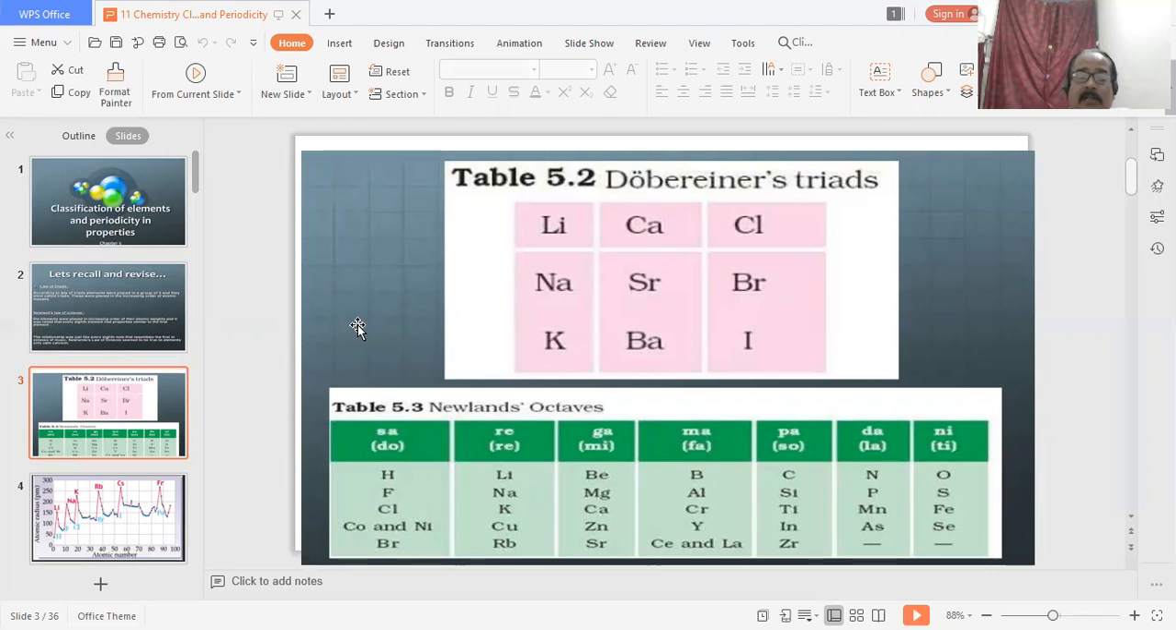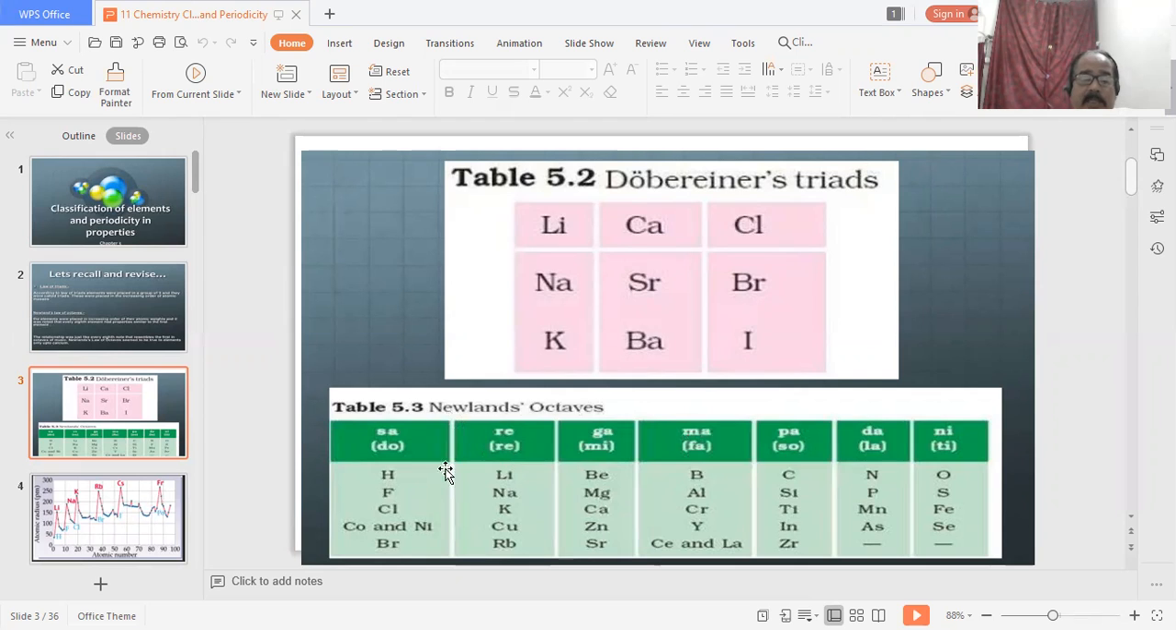This is the table. First, these are Dobereiner's triads: lithium, sodium, potassium in one row, and second calcium, strontium, barium, and next chlorine, bromine, and iodine. And this is Newlands' octaves: sa, re, ga, ma, pa, dha, ni. Sa means do, re, mi, fa, so, la, ti.